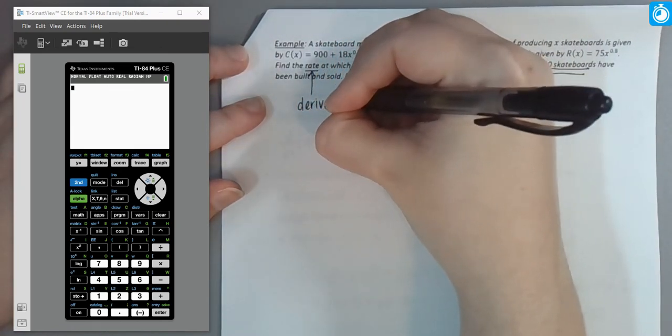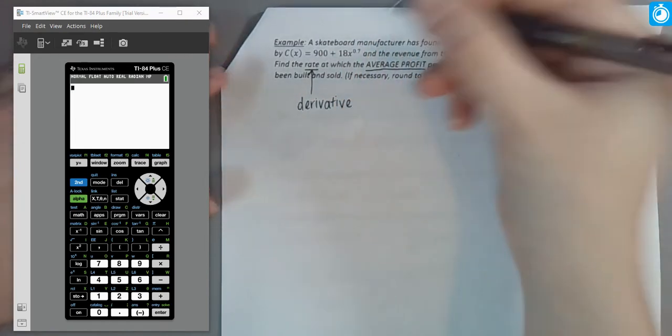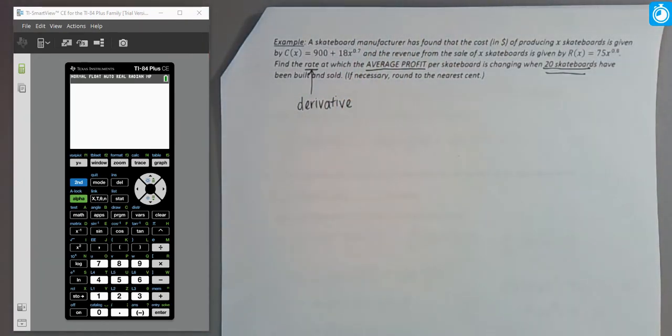Since we're looking for the rate of change not over an interval, not for producing maybe the 20th to the 25th skateboard, that would be the average change from the 20th to the 25th. We're looking for the rate of change at that exact moment when we're only producing and selling 20 skateboards. So that means we're talking about the derivative. That represents the instantaneous rate of change.